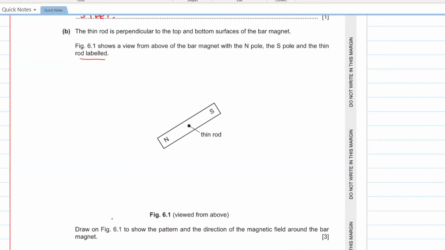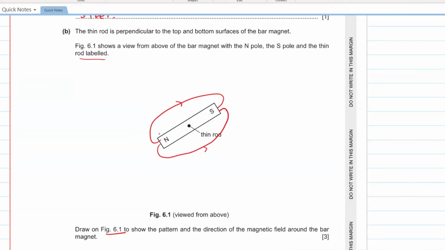Draw on figure 6.1 to show the pattern and the direction of magnetic field around the bar magnet. What a beautiful question. You have to draw magnetic field lines around the bar magnet. How will you draw them? You will first of all draw magnetic field lines from north to south, like this. North to south, north to south.